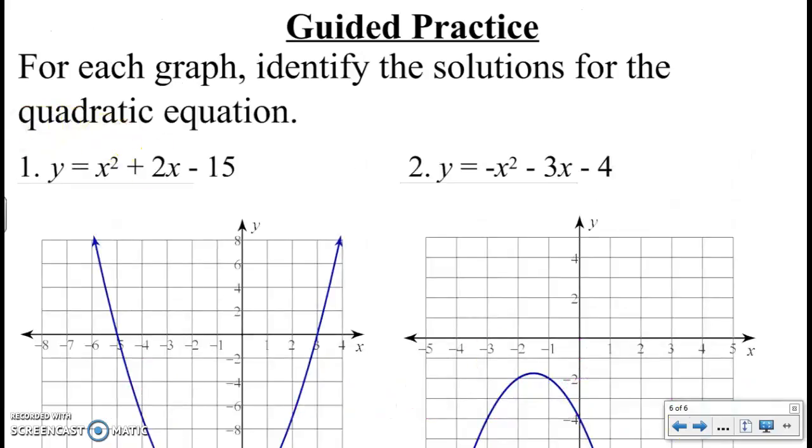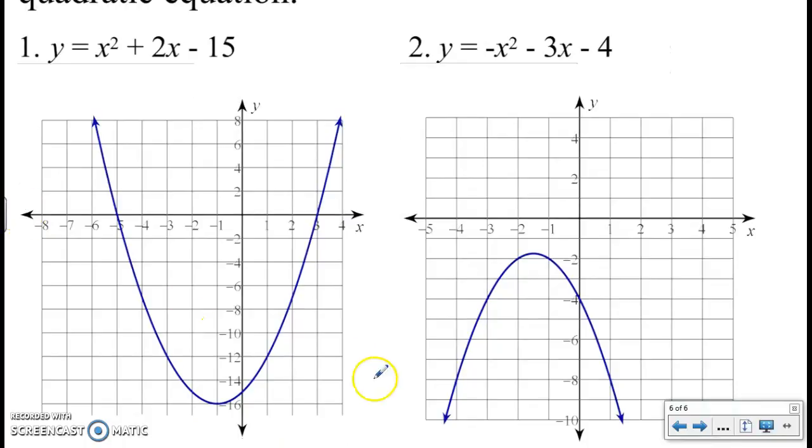Go ahead and try these guided practice problems and have them checked. We can give you your homework after that so you can practice, and then you can take the quiz to show that you're ready to move on. If you have any questions, let us know.